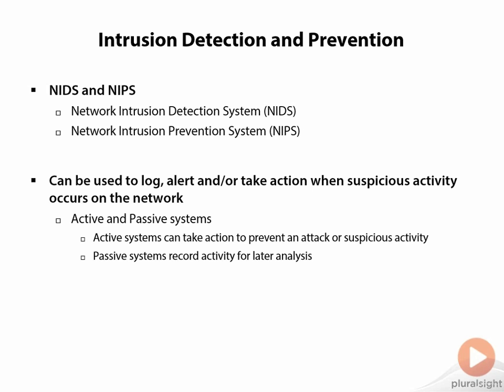Depending upon how they are configured, they can either simply detect that there's activity taking place and log it, or they could actively take action and say, as soon as this happens, do A, B, and C. They may reset a TCP connection. They may block a port. They may kick off some type of forensic data capturing activity, and so on. So we have active systems that can take action to prevent an attack, or passive systems that simply record and perhaps utilize that data for later analysis.